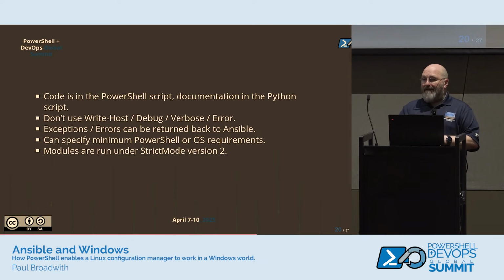Exceptions and errors can be returned back to Ansible. We'll actually see in the demo, we just throw an exception. You can see it comes right through into Ansible, into the output. So that can be useful as well if something is really broken.